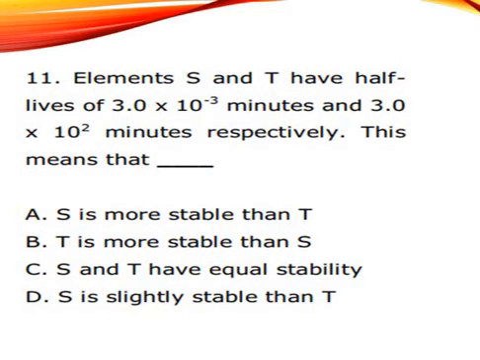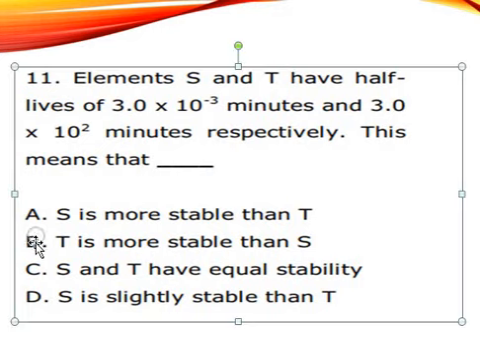So what half-lives actually indicate is that they show how stable an element actually is, because that measure, or that half-life, is a measure of how long the element can stay without decomposing or transforming to another or breaking down. So we are told that S breaks down every 0.003 minutes, while T breaks down every 300 minutes. So of course that shows that T is more stable than S. So your answer is B.